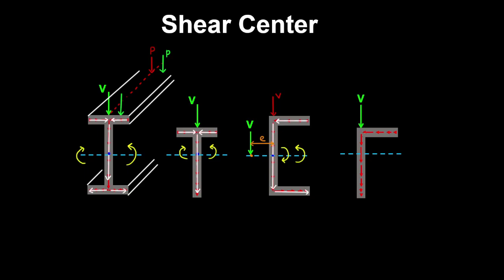And for this section, the shear center is at this point. So where the shear force passes through the shear center, this section would not twist, because as we can see, the lines of action of the resultant forces in the flange and web pass through that point and produce no torque.